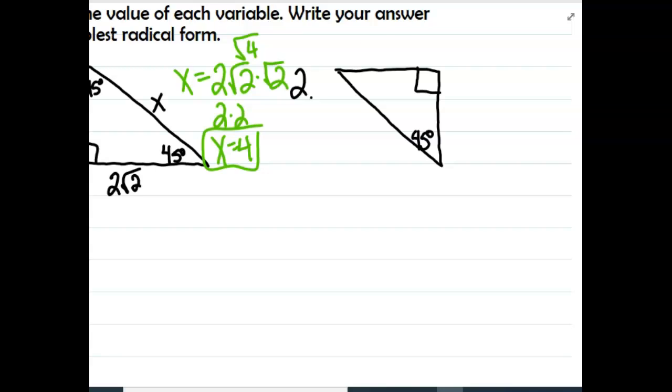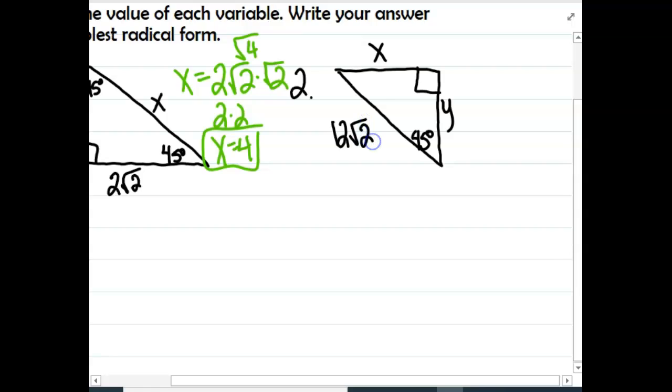So just know, even if they don't tell you they're all 45, we have enough information to know for sure that it is 45. Okay, this time we're going to say that the legs are x and y, and the hypotenuse is going to be 12 square root of 2.